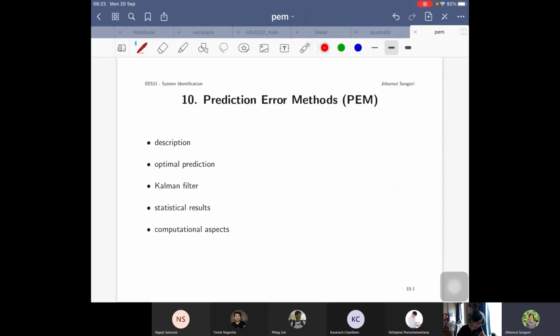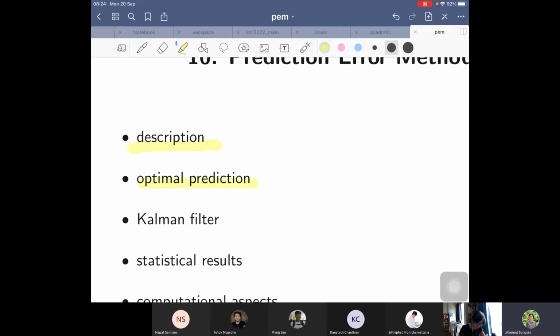So today's lecture on PEM is going to discuss first the description of the method, and then we will talk about the topic of optimal prediction. When you have the measurement y, we use the notation y hat as the prediction or the estimate of y. So what is the best estimate of y? That's the optimal sense. We're going to define the optimality, and we're going to characterize the form of the predictor for a linear model.